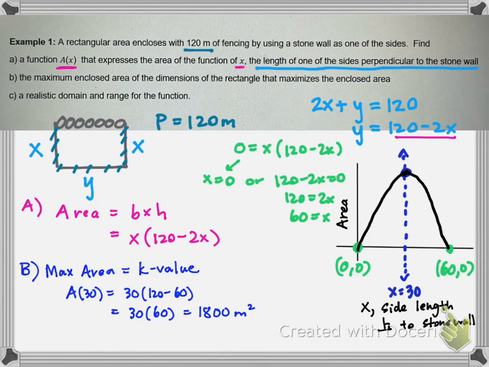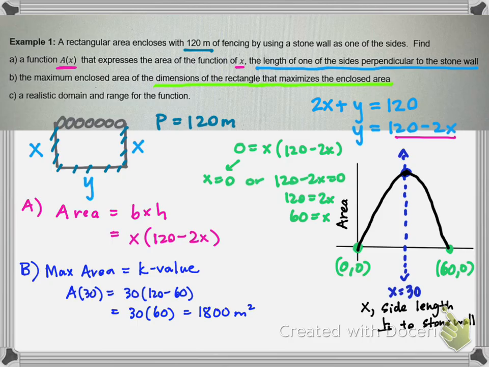So I know that the area when the side length perpendicular to the stone wall is 30, the maximum area is 1,800 meters squared. Now, it didn't just ask for the maximum area, it asked for the dimensions of the rectangle that maximizes the enclosed area. So I've got to go a little further with that.